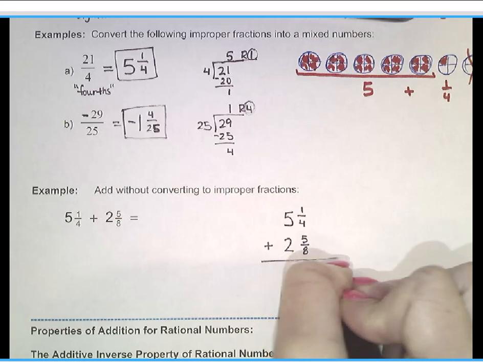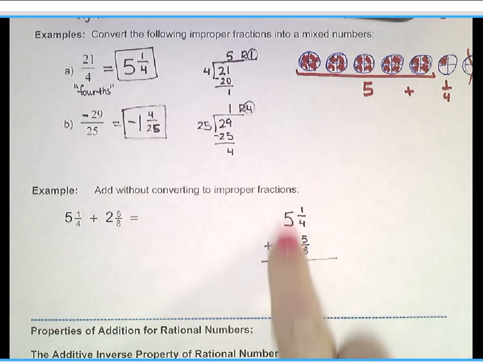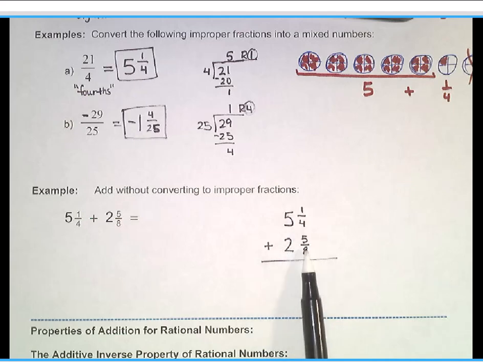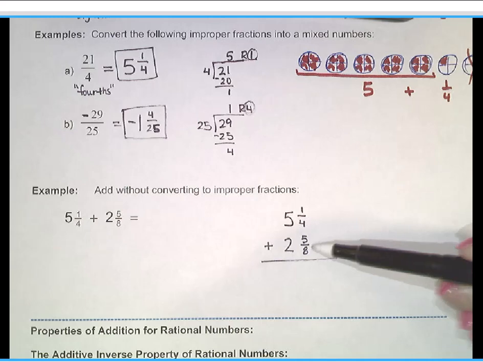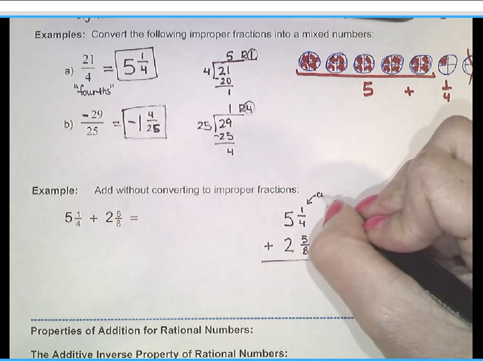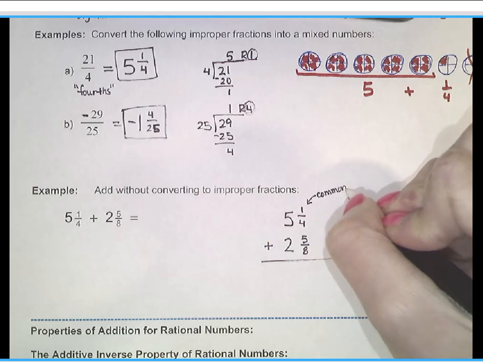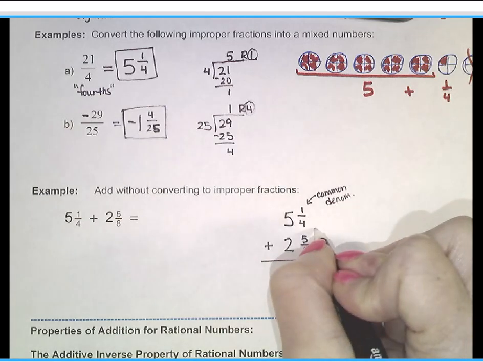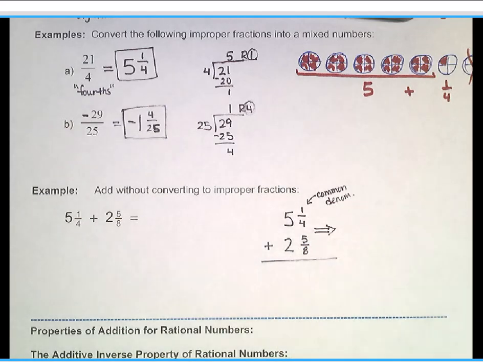And I'm going to stack it up that way because it's almost like you're lining up your place values. So I can add my whole number parts and I can add my fraction parts. The problem is you can't add the fraction parts unless you have a common denominator. So for these little fractiony parts, we have to get a common denominator first, then we can add them. So what I'm going to do is I'm going to kind of convert these over.